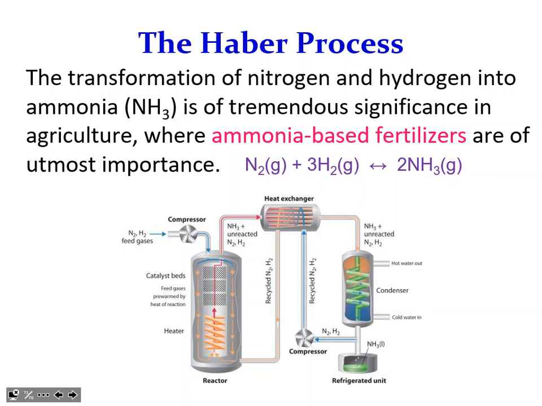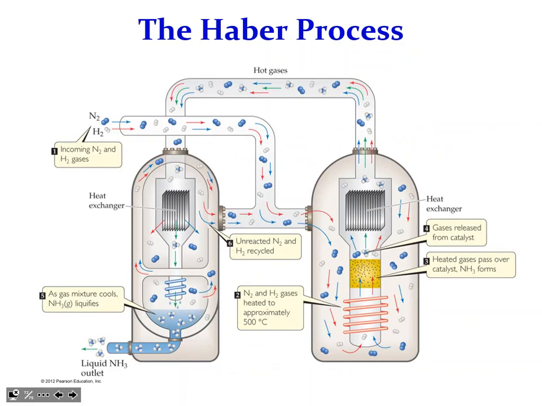This is a classic, relevant example of how the equilibrium equation here is manipulated using Le Chatelier's principle to get the maximum output of the product, in this case, the desired product being ammonia. Now the next picture is the diagram that's in your book. It's a little bit bigger, you can see a little bit better.